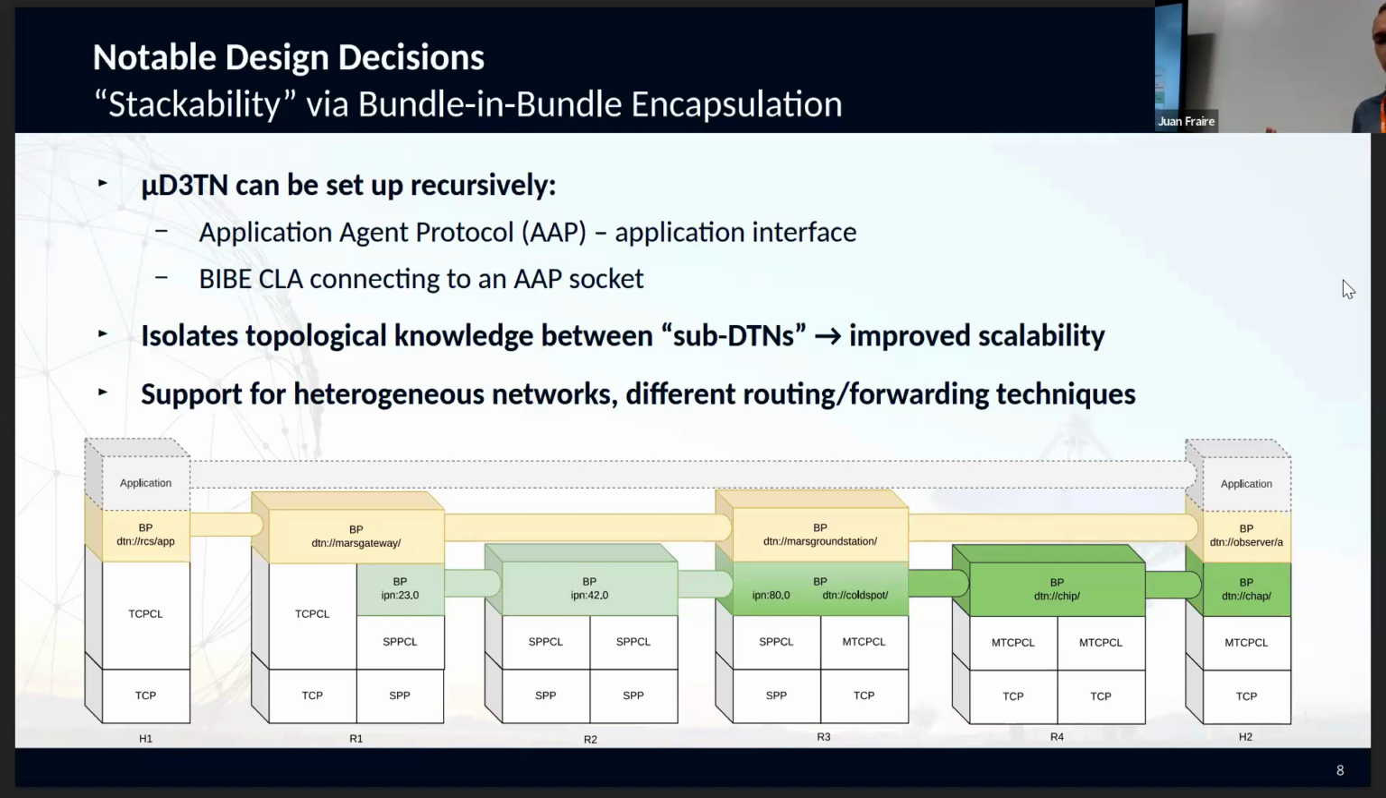So this, of course, can be used to improve scalability, to reduce the scope of things like the routing tables, contact plans, and so on, and also makes us able to support heterogeneous networks, like having subnetworks that just perform next hop forwarding, opportunistic routing, whatever, and on the other hand, integrate them with networks that rely on contact plans and know all the nodes and the contacts that may occur between them.